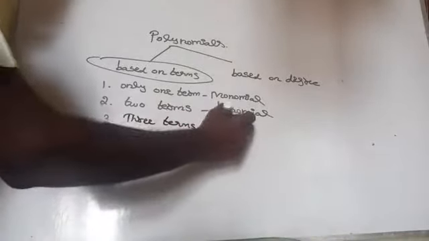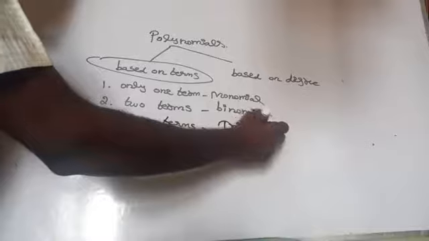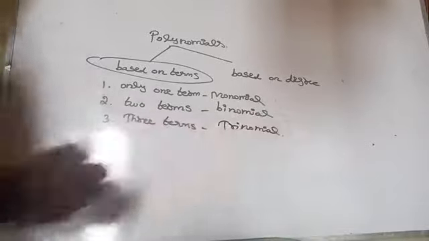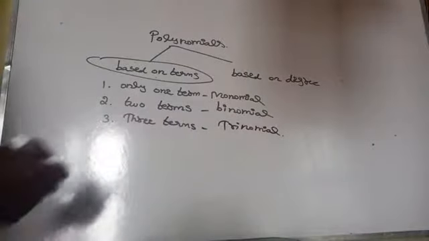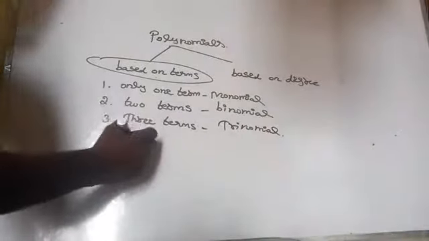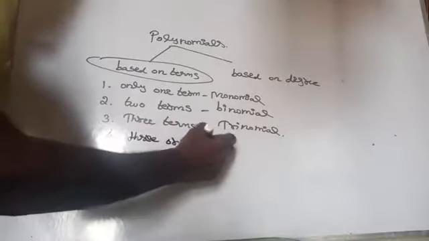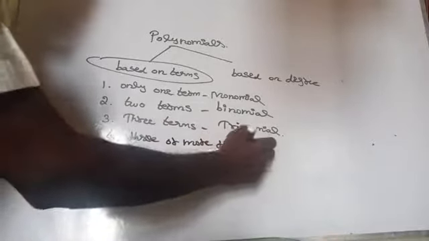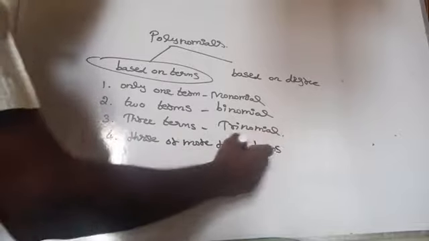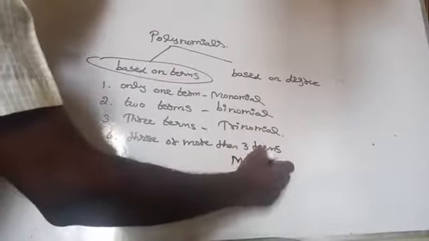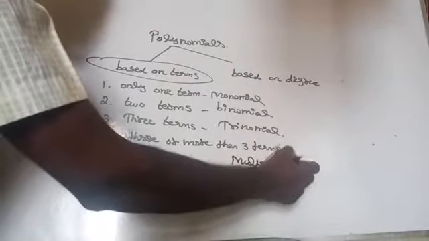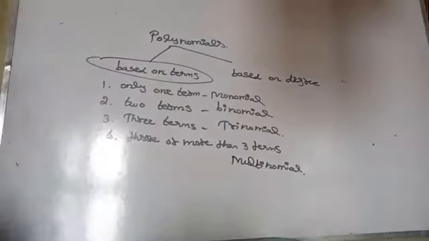Trinomial. If a polynomial contains three or more than three terms, then it is called what? Multinomial. Multi means more than three. Am I right here? Yes.